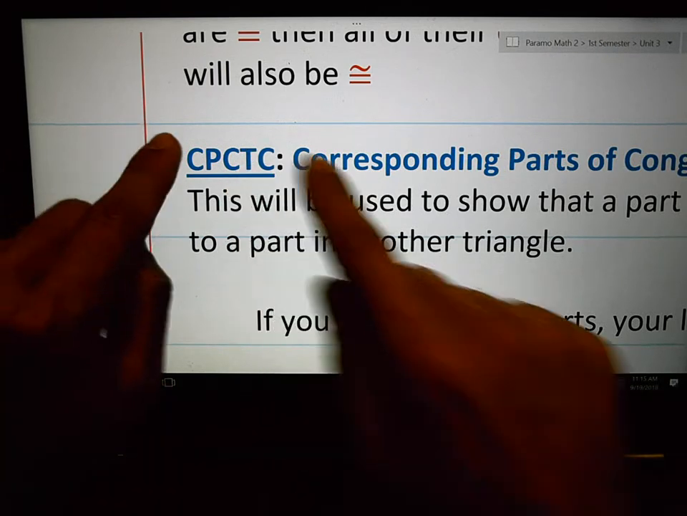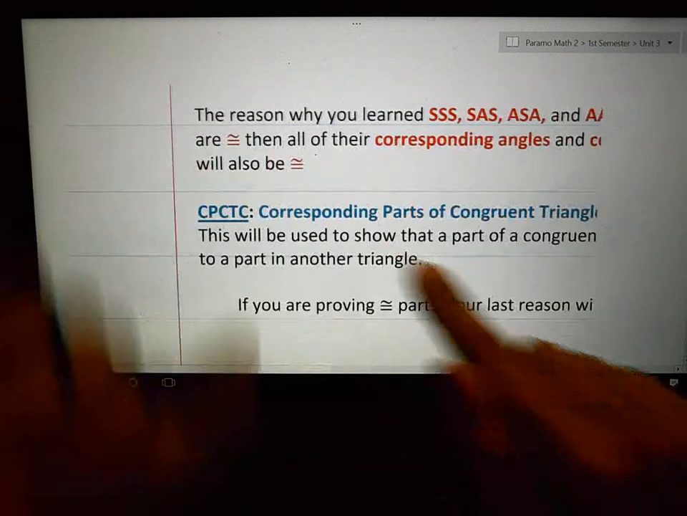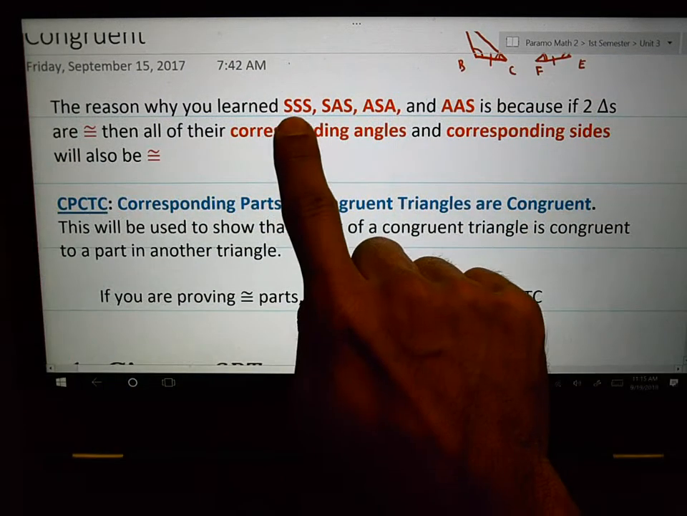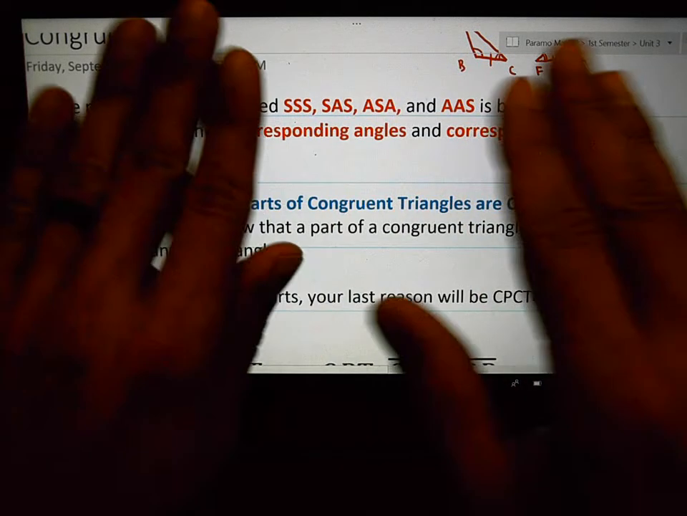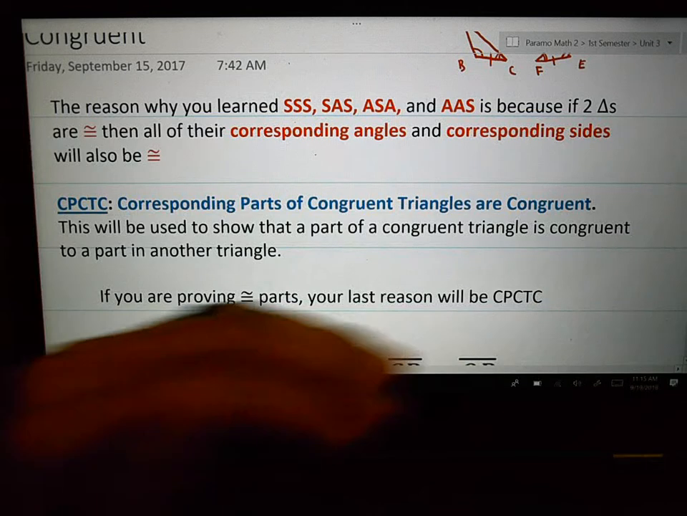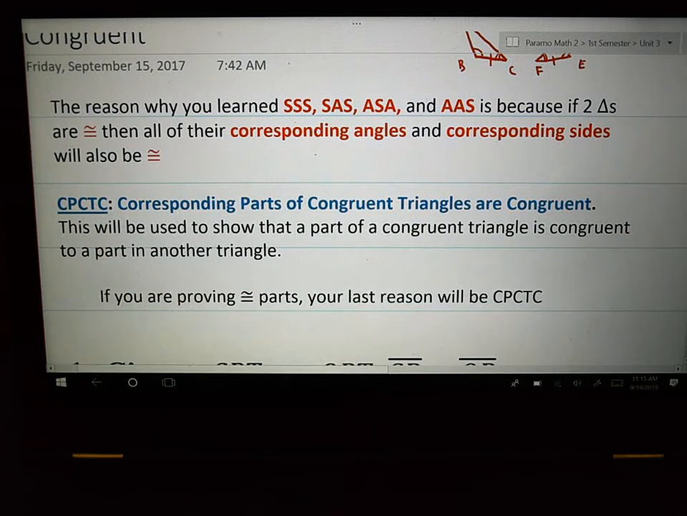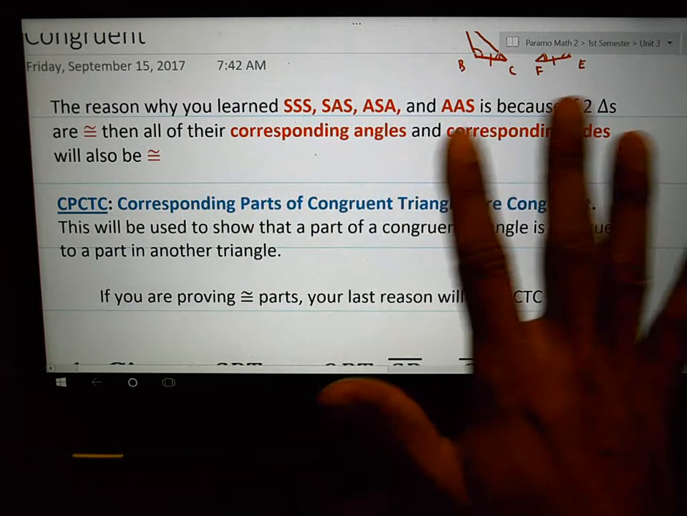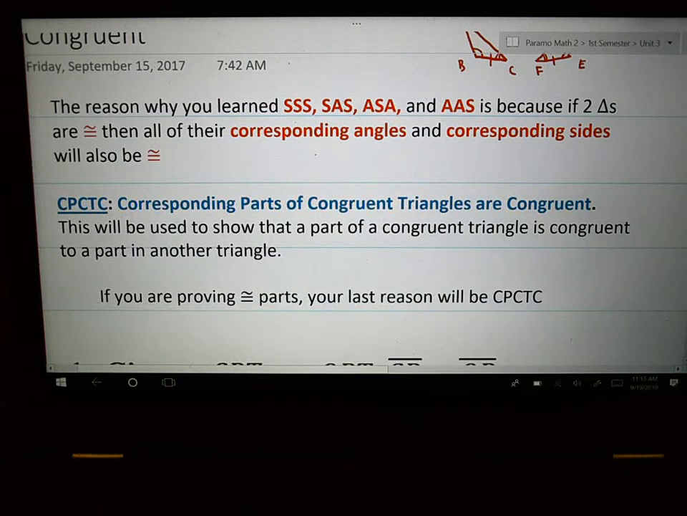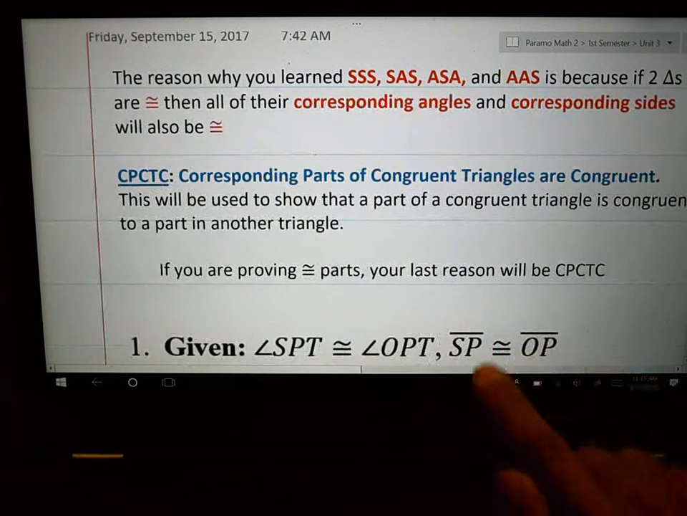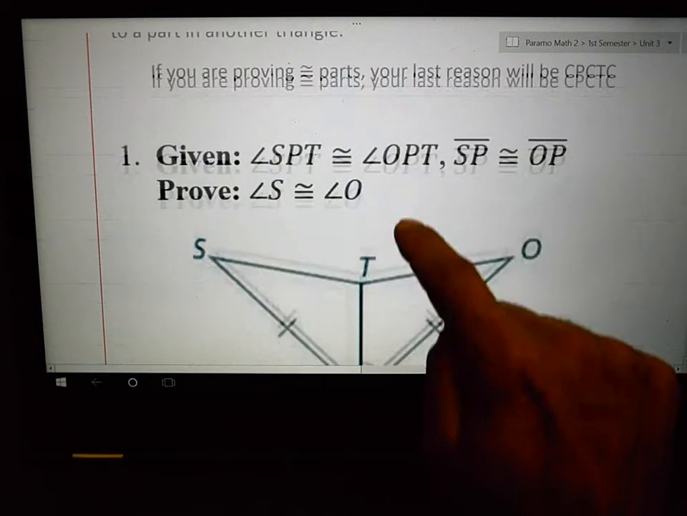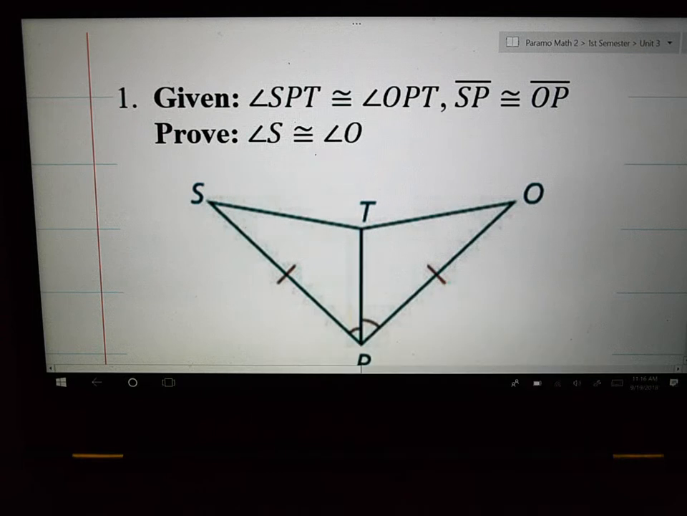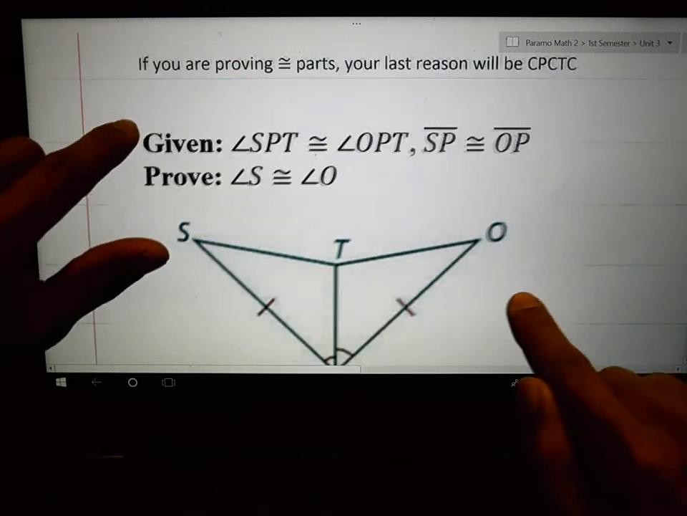It's the reason why you learned the 5 shortcuts, like side, side, side, and side, angle, side, and angle, side, angle. Because once you prove the triangles are congruent, now you can say all their parts are congruent by CPCTC. And so there's going to be a shift in the proofs in section 4. The shift in proofs is, instead of trying to prove that the two triangles are congruent, you're going to now prove that an angle is the same as the other angle. And that's what we're going to be doing.